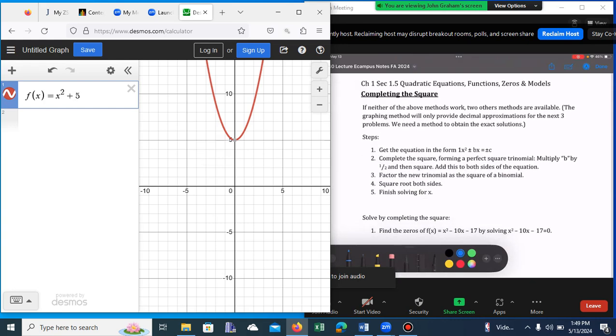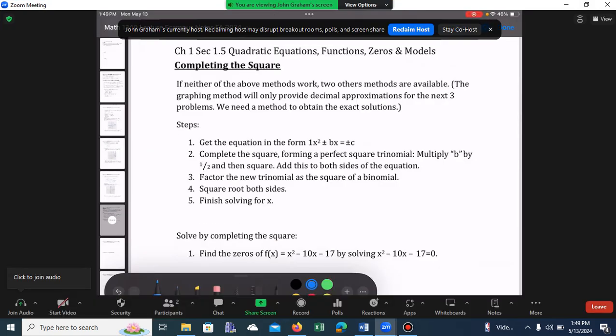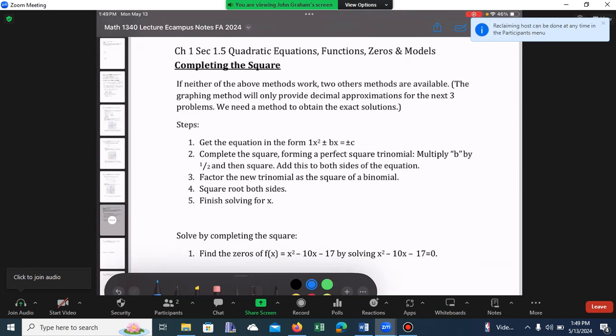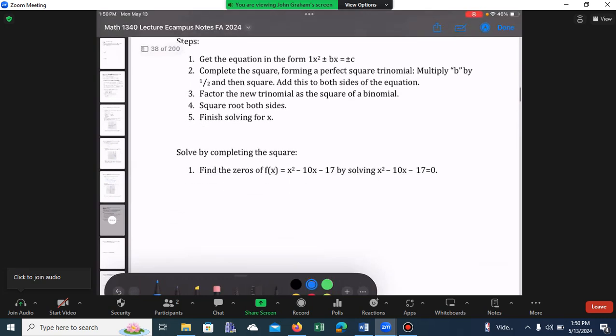Now we're going to get into completing the square. In completing the square, we do this a few times in this class for different reasons. It's really a method to try to solve it without having to jump to the quadratic formula, if it's not factorable. So we don't really want to do this if it's factorable. Just factor it.